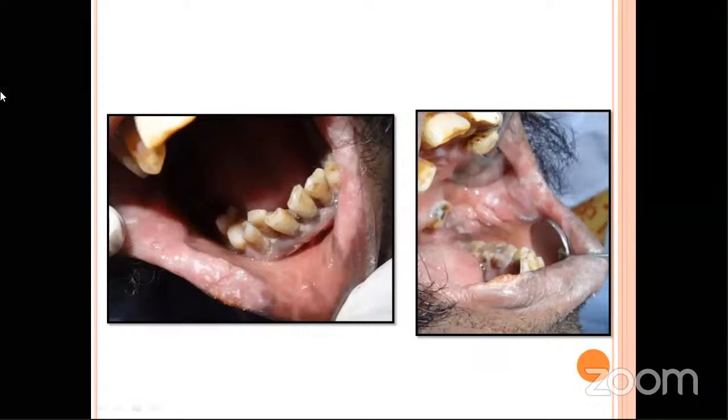And this is a patient showing chronic hyperplastic candidiasis, and when an investigation was done, it was positive for HIV. That investigation is ELISA. It's a screening test, whereas Western blot is a confirmatory test.